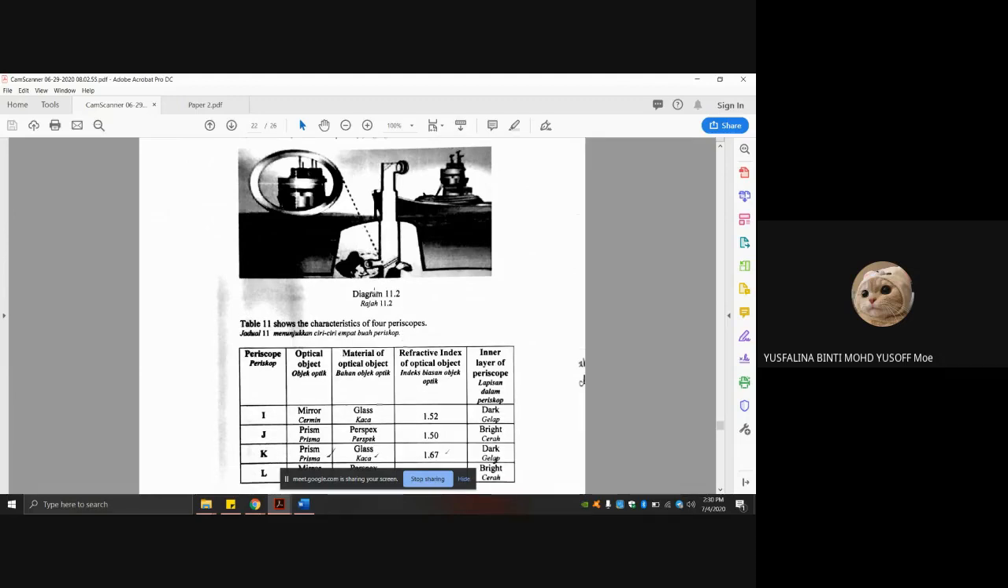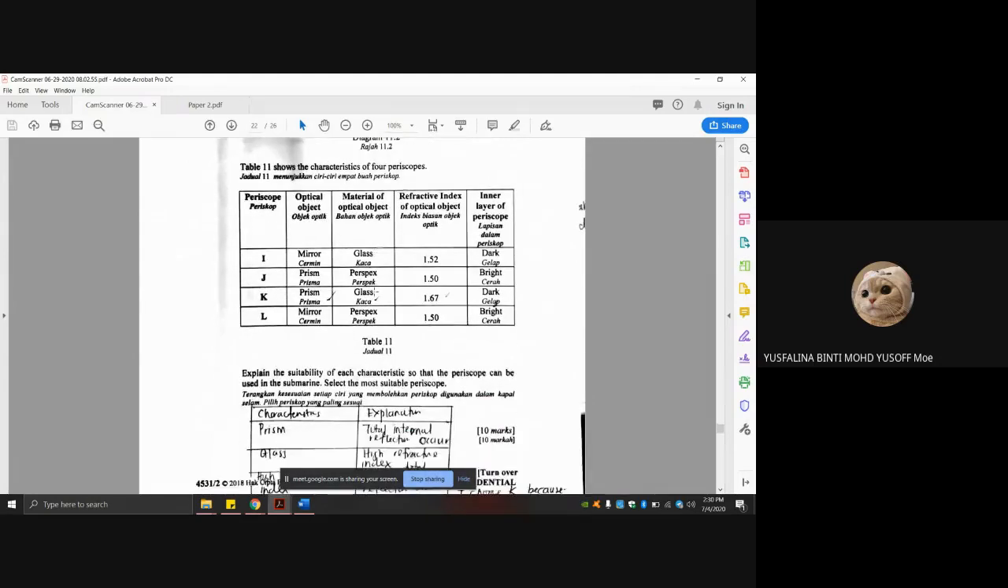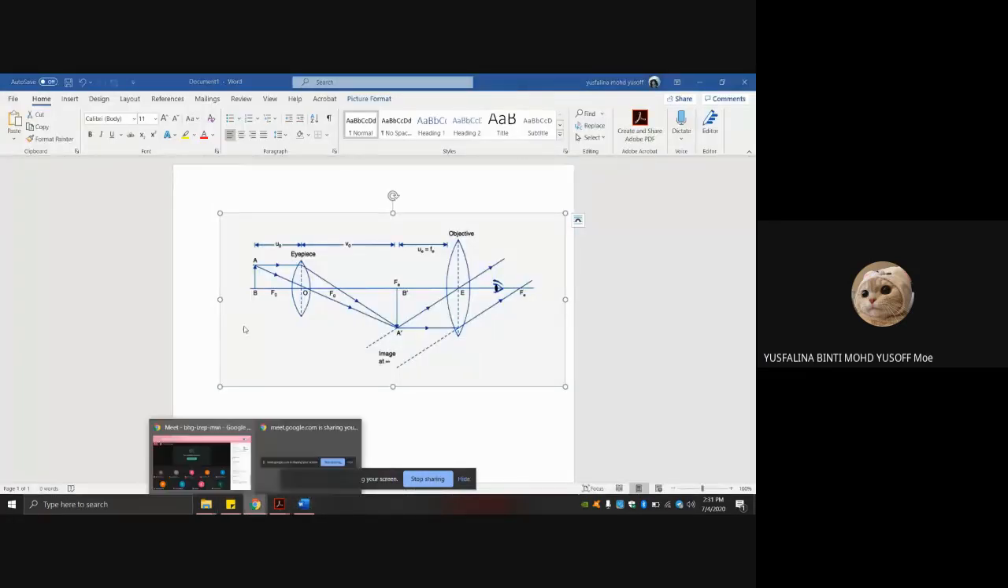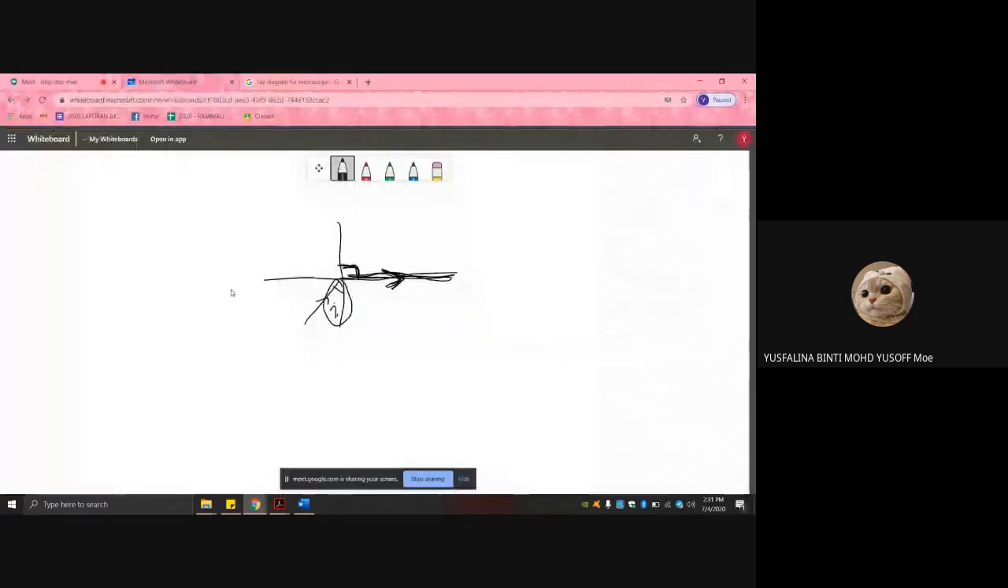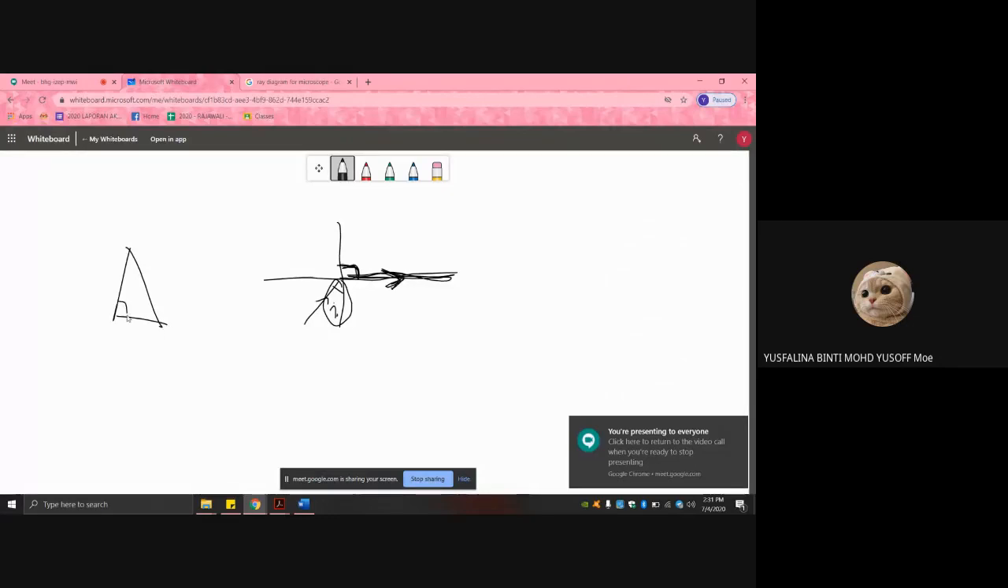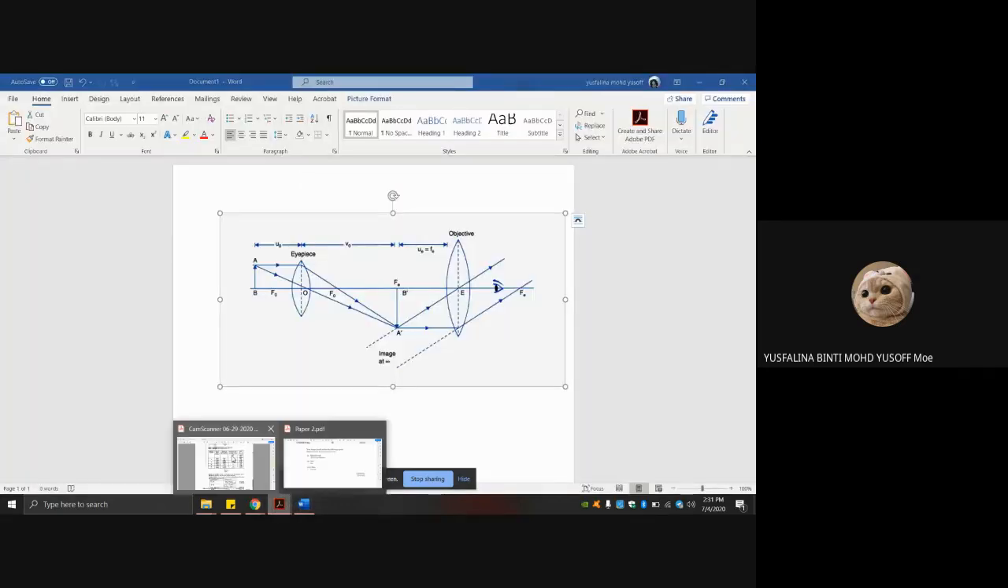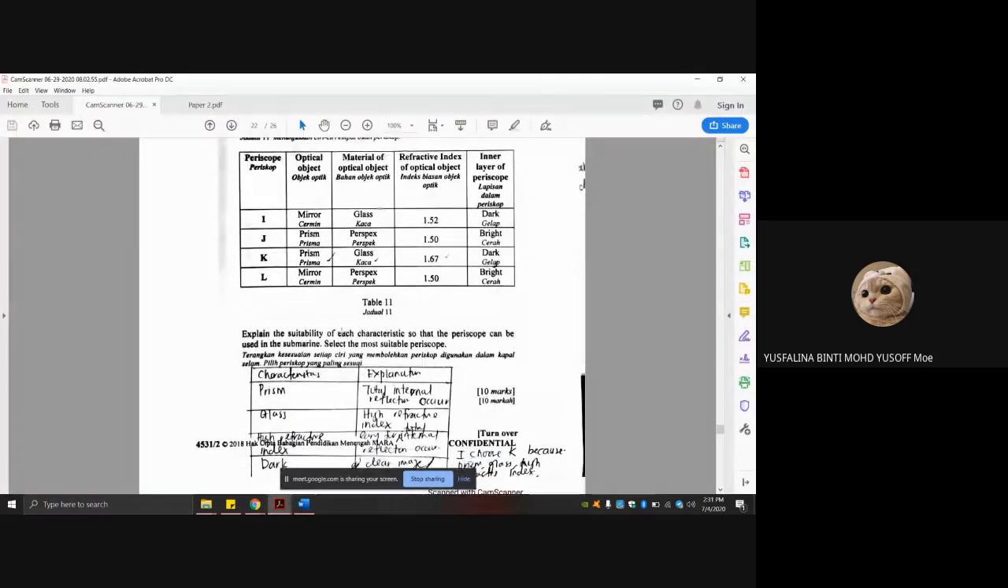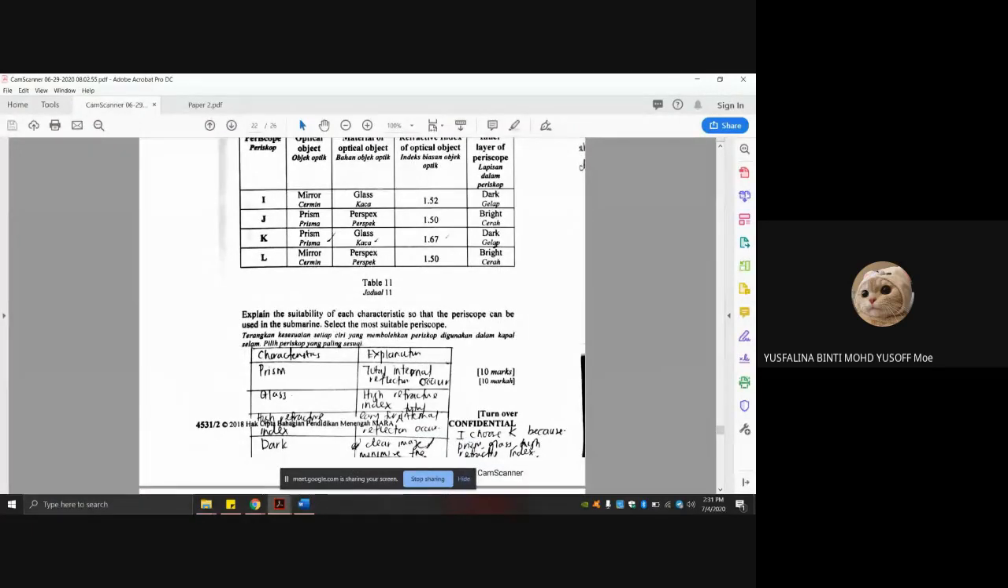So 11.2, this is a periscope, the optical object. For the characteristics, the first one, you choose a prism. A prism is like this: 90 degrees, 45 degrees, 45 degrees. We choose a prism because we want total internal reflection to occur. So the next one is prism because total internal reflection can occur.